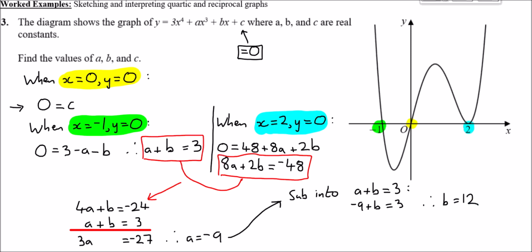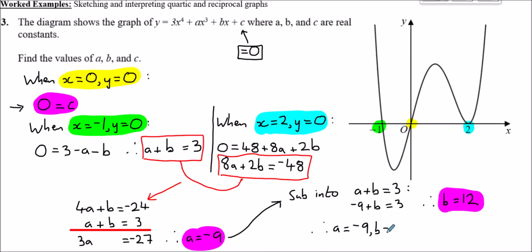We just need to conclude now clearly to the examiner to say we've solved for a, b and c. We had c here, we worked out a just now, and finally worked out b. So just conclude by saying therefore a equals minus 9, b equals 12, and c was actually just 0. And that's solved question 3.